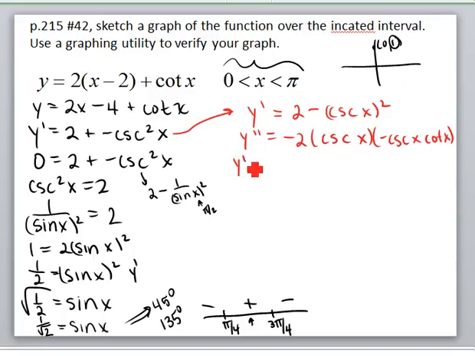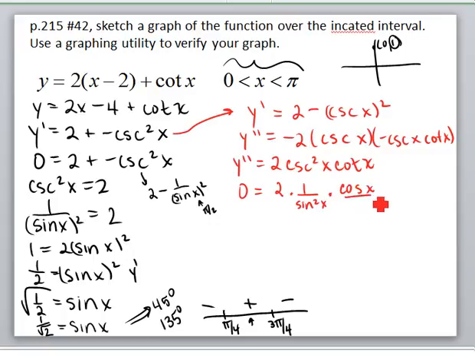So the second derivative needs to be rewritten as 2. I have cosecant squared x and cotangent x. Well, I'm going to have a hard time setting that equal to 0, so I'm going to actually change it all into sines and cosines. So I have 2 times 1 over sine squared x times cosine x over sine x. So that would really give me 2 cosine x over sine cubed x.